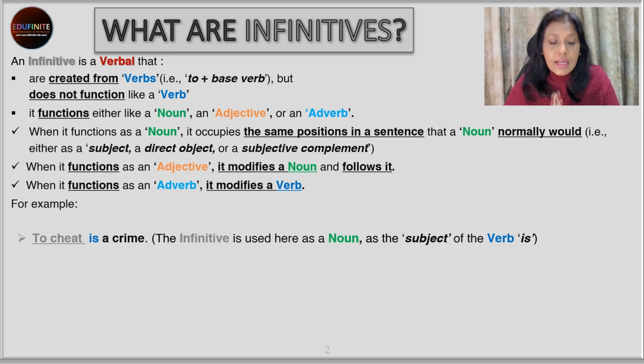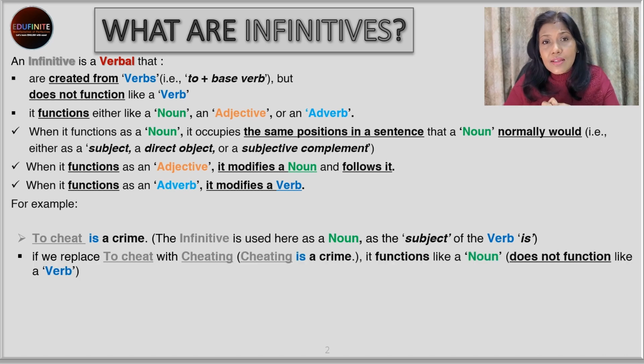And what is the infinitive functioning as in this sentence? It is used here as a noun. Why? Because it is the subject of the verb is. So just as a noun is a subject of the verb, here too, this infinitive is functioning as the subject of the verb, which is. So it is functioning as a noun and not as a verb.